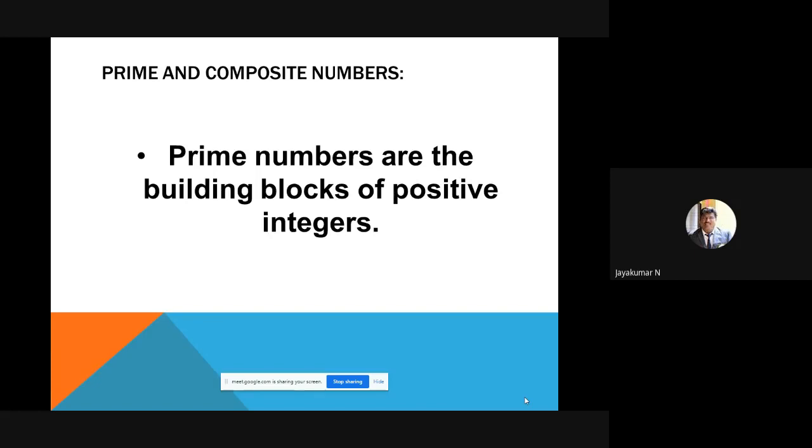There is no concept of positive and negative prime number. Prime number means definitely it's a positive number, a positive integer. The prime number means the only divisors are 1 and itself. That's all. This is a basic concept.